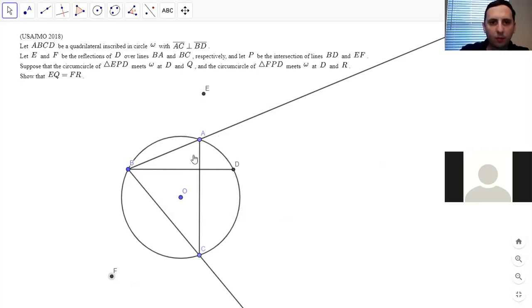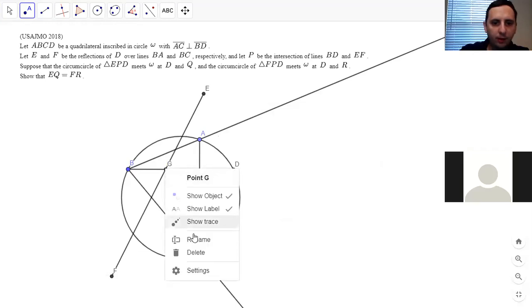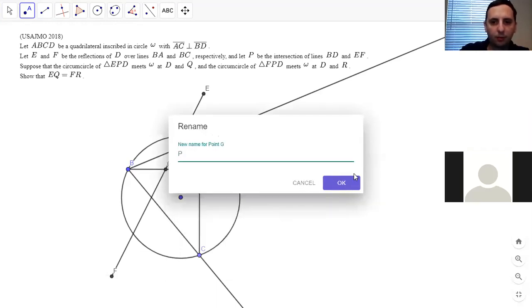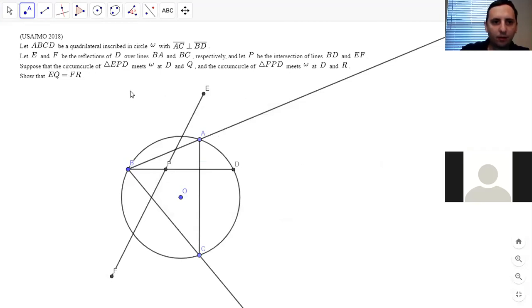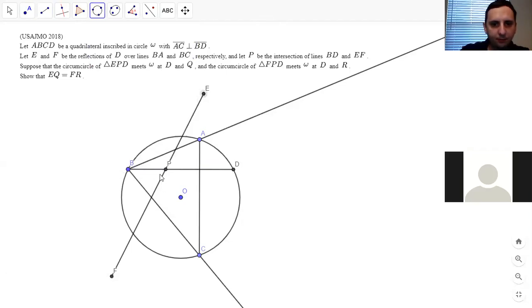So P is the intersection of BD and EF. USAJMO problems are usually a good bit easier than USAMO problems, but this one looks kind of involved. So we draw the circumcircle of EPD, and it meets omega at D and Q.